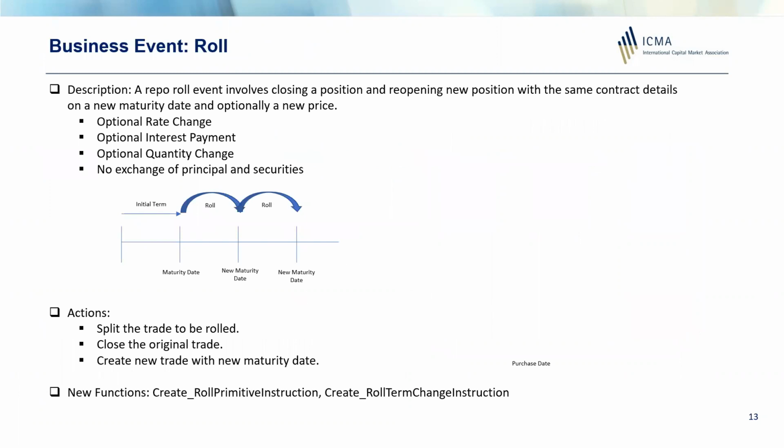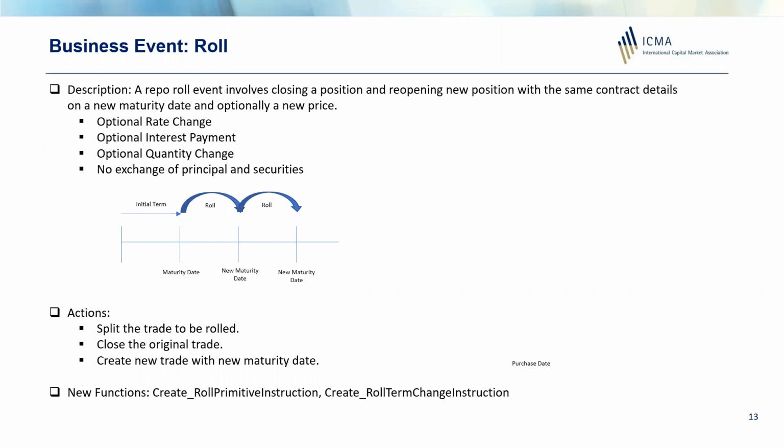A repo roll involves an event of closing an existing position and reopening a new position with the same contract details on a new maturity date, and optionally a new price. Here we have a repo with an initial term. The same trade is then rolled for the same term to a new maturity date.